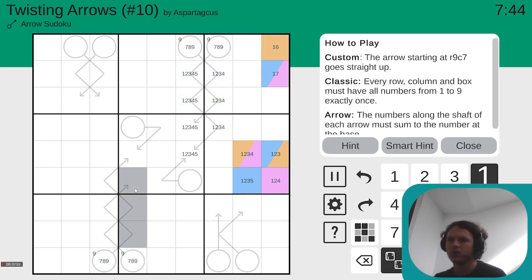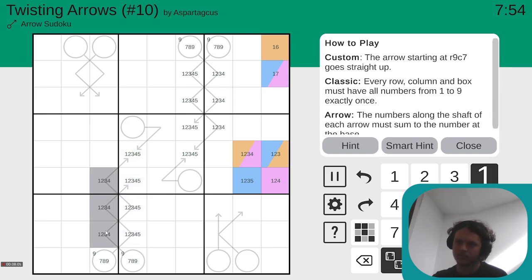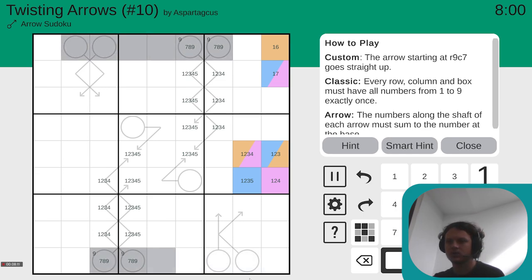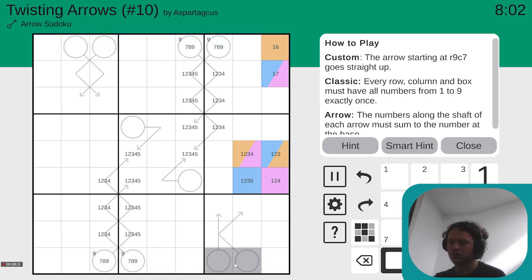So the short line is 1, 2, 3, 4. Oh no, well that's not the short... Yeah, the short line's 1, 2, 3, 4, 5. And 1, 2, 3, 4. Okay, well both these two 9s tell us that there is not a 9 down here. So there's no 9.